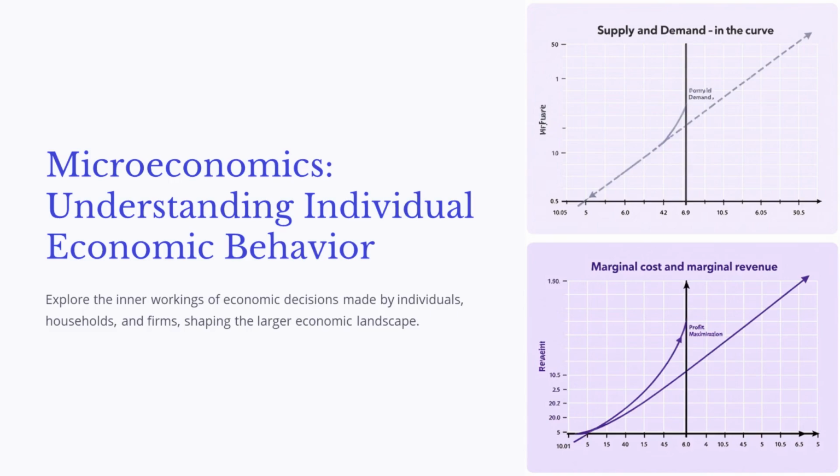Microeconomics is the study of individual economic behavior, focusing on how households, individuals, and firms make decisions that impact the overall economy. This presentation will dive into the key principles and concepts that govern microeconomic decision-making, from supply and demand to market structures and consumer behavior. Understanding microeconomics is crucial for making informed decisions, whether you're an individual consumer, a business owner, or a policymaker.